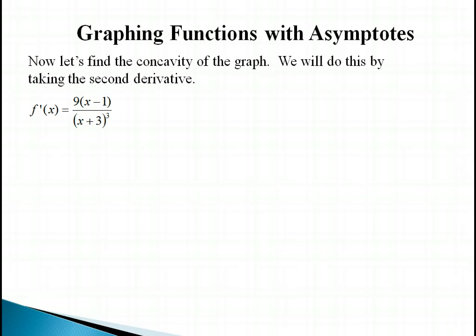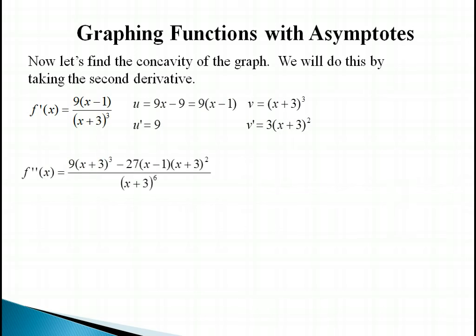Okay, so next we want to look at the concavity of the graph, and we're going to do this by taking the second derivative. So looking at our first derivative, our numerator is 9x minus 9, and our denominator is x plus 3 all cubed. And we took the derivative of both of those. Then we're going to plug into our quotient rule. Our quotient rule says that you're going to take vu prime minus uv prime and divide it by v squared.